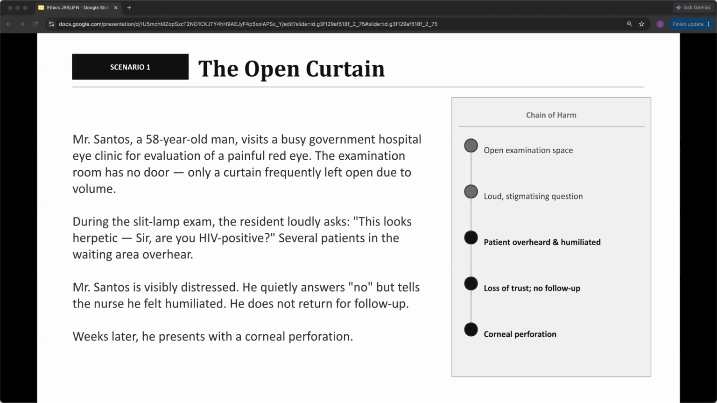Several weeks later, he presents again with a corneal perforation. The herpetic keratitis that could have been treated earlier had progressed because he disengaged from care. So this case highlights how a breach of confidentiality can lead to real patient harm. The problem was not the clinical question itself. The problem was how and where it was asked. The sequence is straightforward: inadequate privacy, disclosure of sensitive information, loss of trust, patient being lost to follow-up, and a preventable complication. When we think about harm, we often think about surgical errors or misdiagnoses. This case reminds us that harm can also result from the way we communicate with our patients.